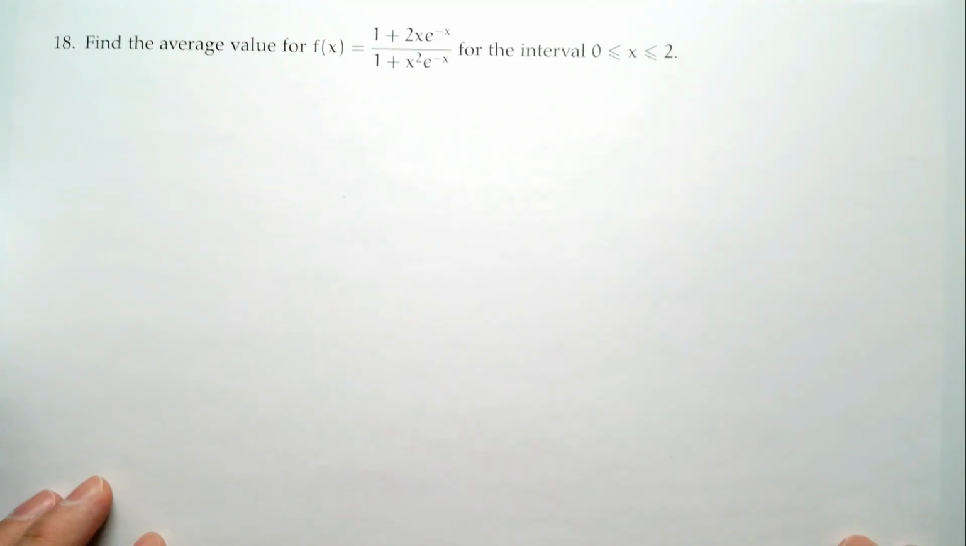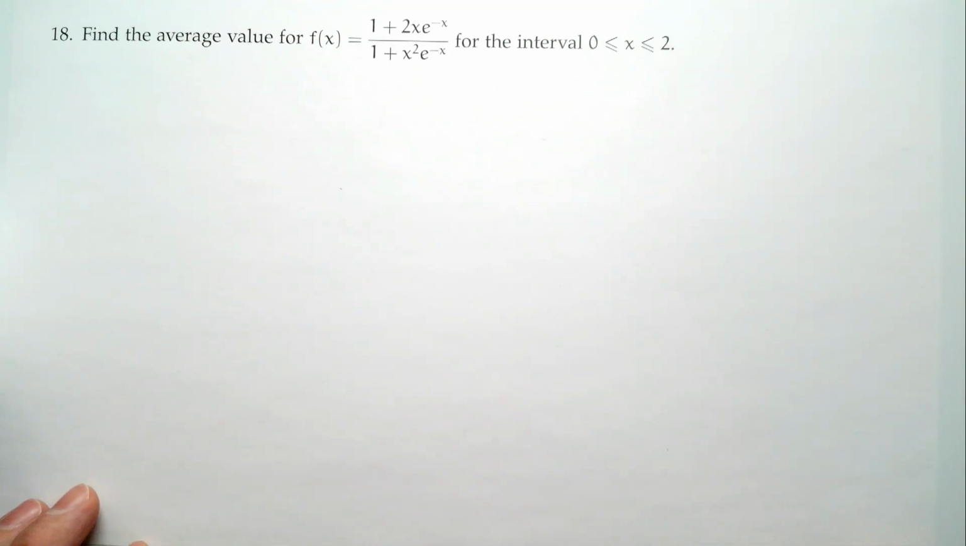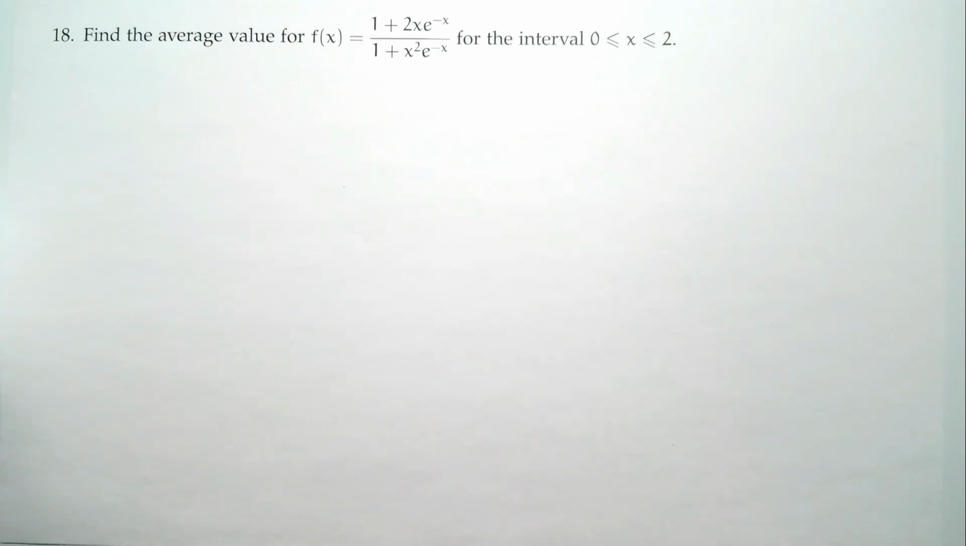All right, which brings us to our very last problem. And I know we've already had a lot of fun, but let's finish it. Let's do this. Find the average value for f of x equals 1 plus 2x e to the negative x all over 1 plus x squared e to the negative x for the interval from 0 to 2.